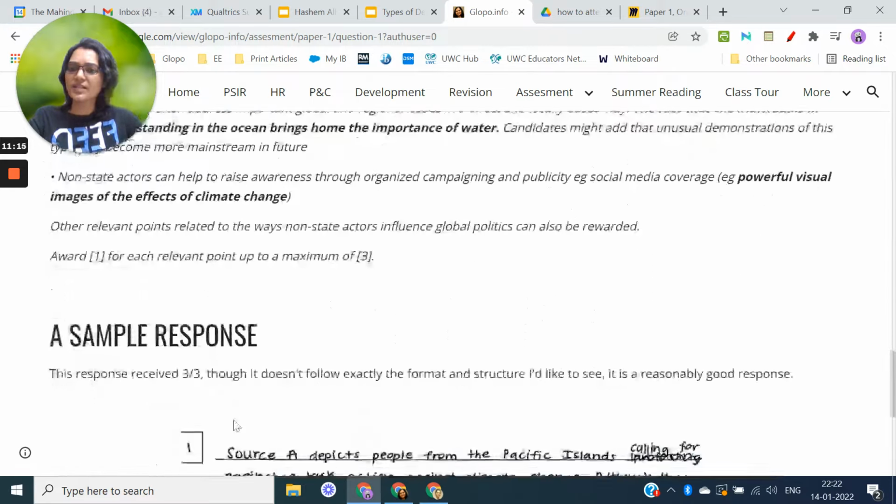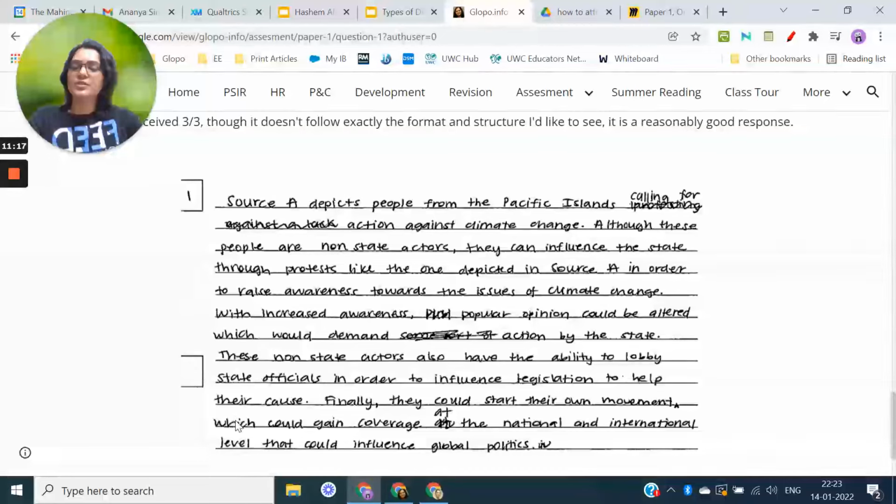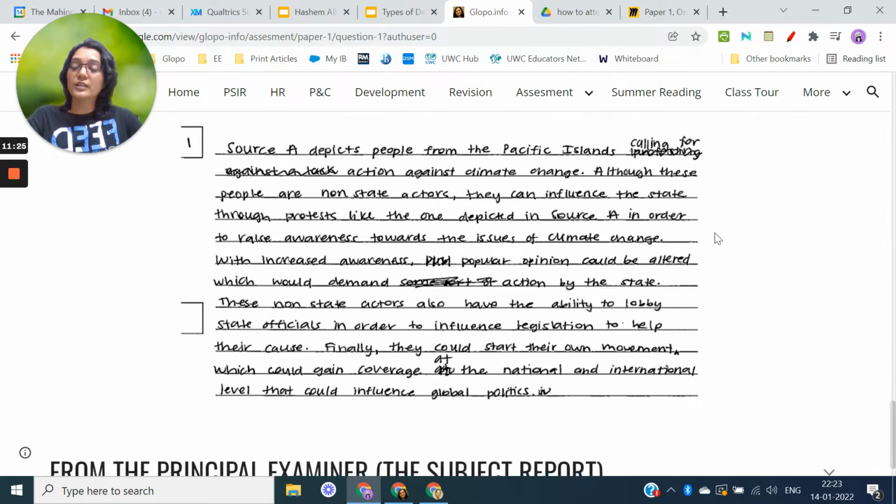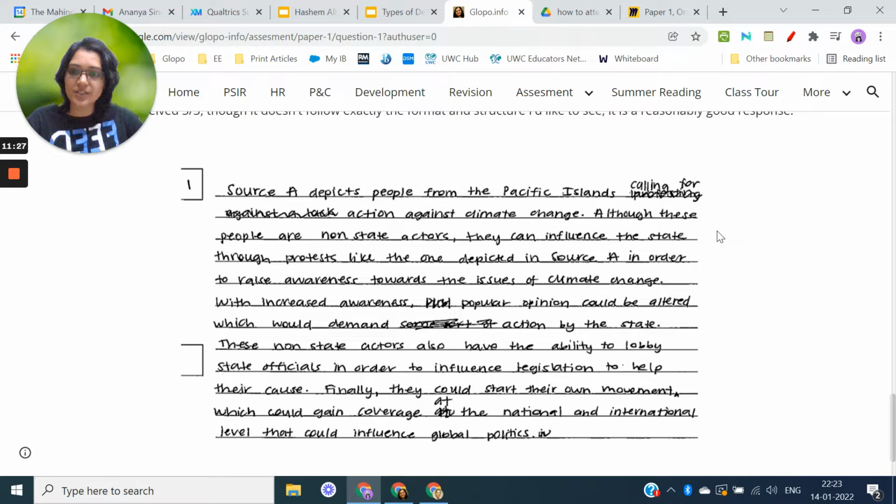This is the mark scheme which is given a sample response. Here I have pasted a sample response also. The candidate scored 3 on 3 for this one, right? Now this is not the way which I am suggesting to you, because I am suggesting to you to write in the point format, 3 clearer point format, but it's completely fine even if you have a habit of writing in the paragraph. It's completely fine.